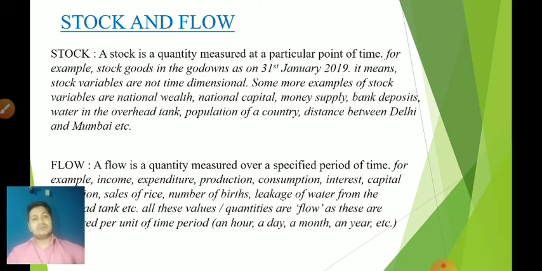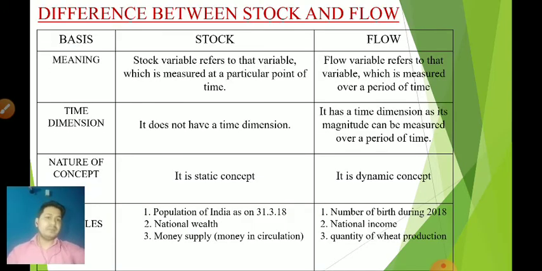Okay, dear student, in our next part we will understand the difference between stock and flow. What is the basic difference between these two concepts? First, the meaning. Dear student, a stock variable refers to a variable which is measured at a particular point of time. For example, on 31st January 2019, the stock in the godown. This is measured at a particular point of time, that's why it is a stock concept.